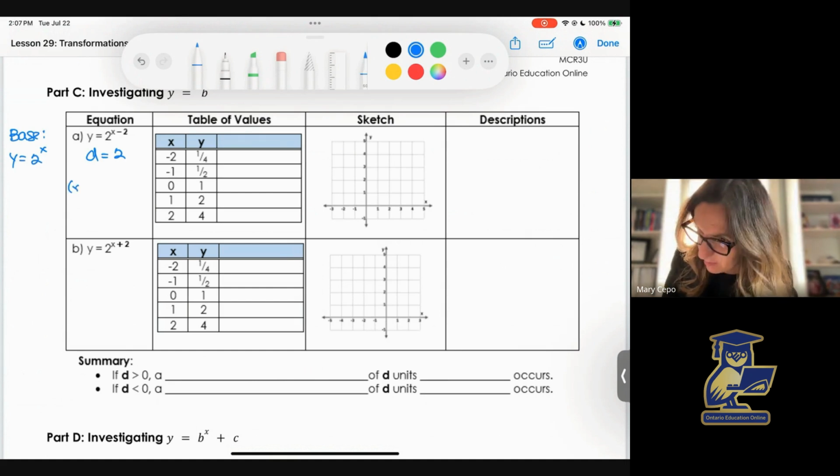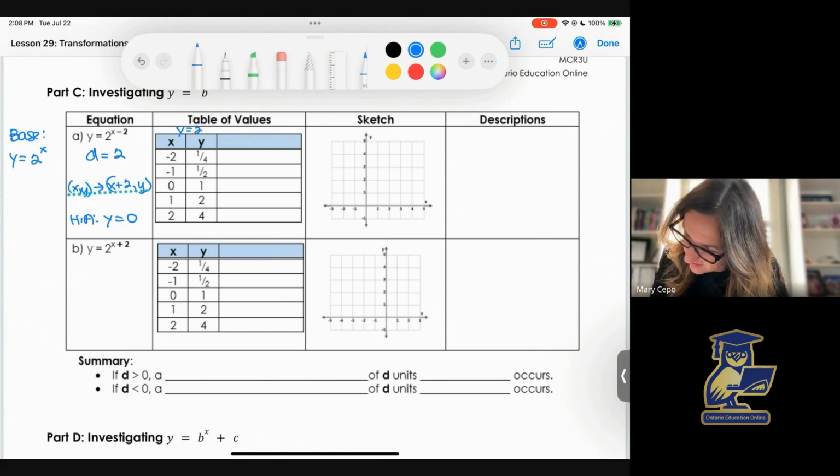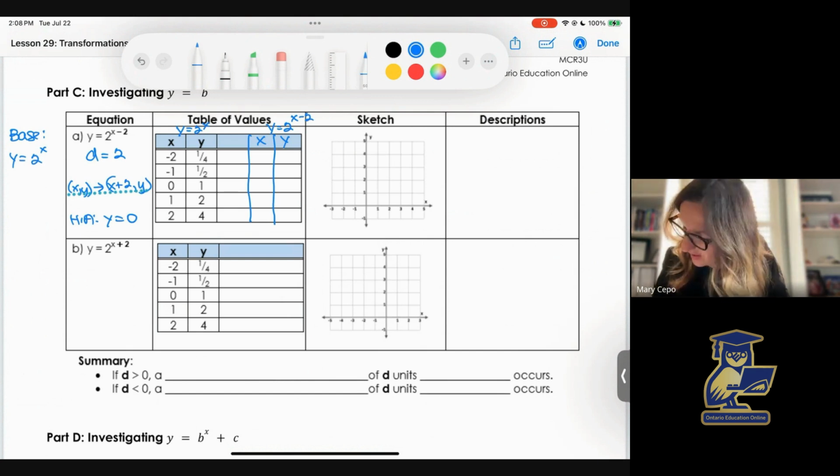So with that in mind, using mapping notation, it would be x plus 2, and the y coordinate remains the same. The horizontal asymptote, of course, is still y equals 0. So this is y is equal to 2 to the power of x, and there's my y is equal to 2 to the power of x minus 2. So all our x values, we're going to add 2. So -2 plus 2 is 0, -1 plus 2 is 1, 0 plus 2 is 2, 1 plus 2 is 3, and 2 plus 2 is 4. So 1/4, 1/2, 1, 2, and 4.